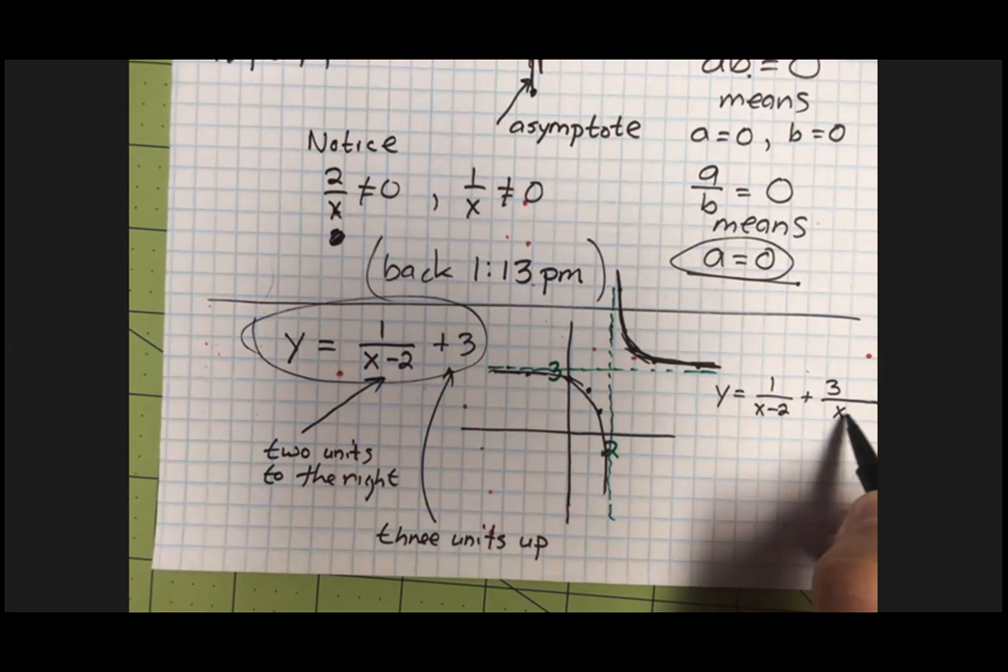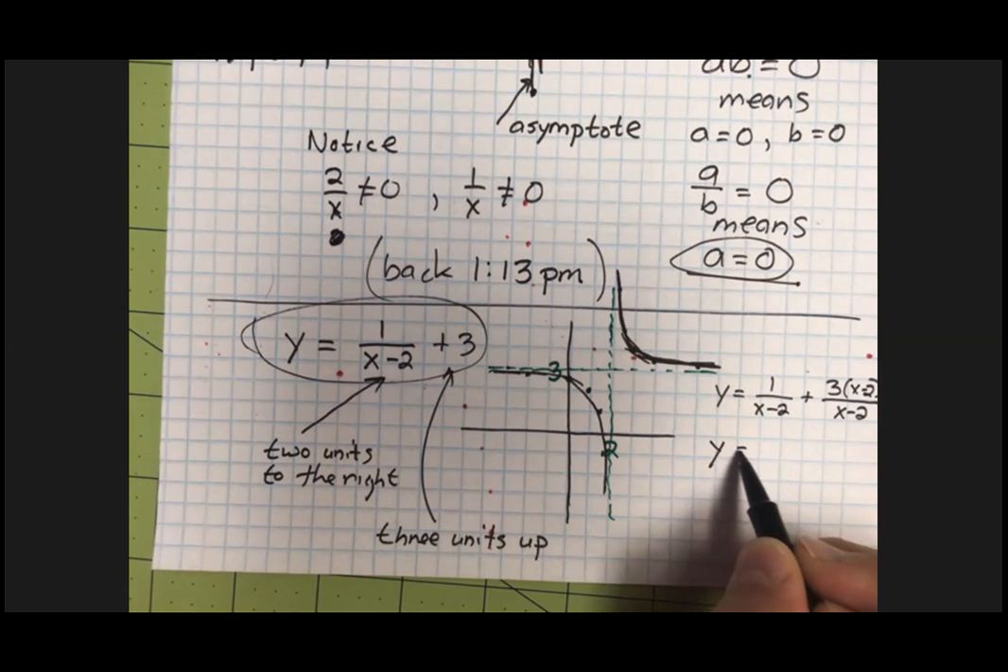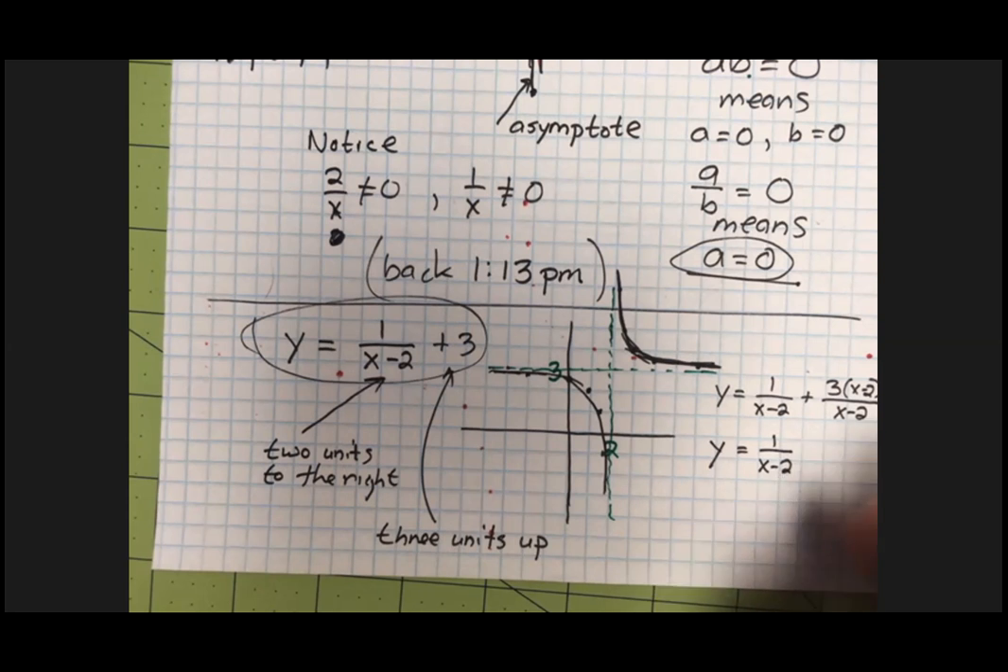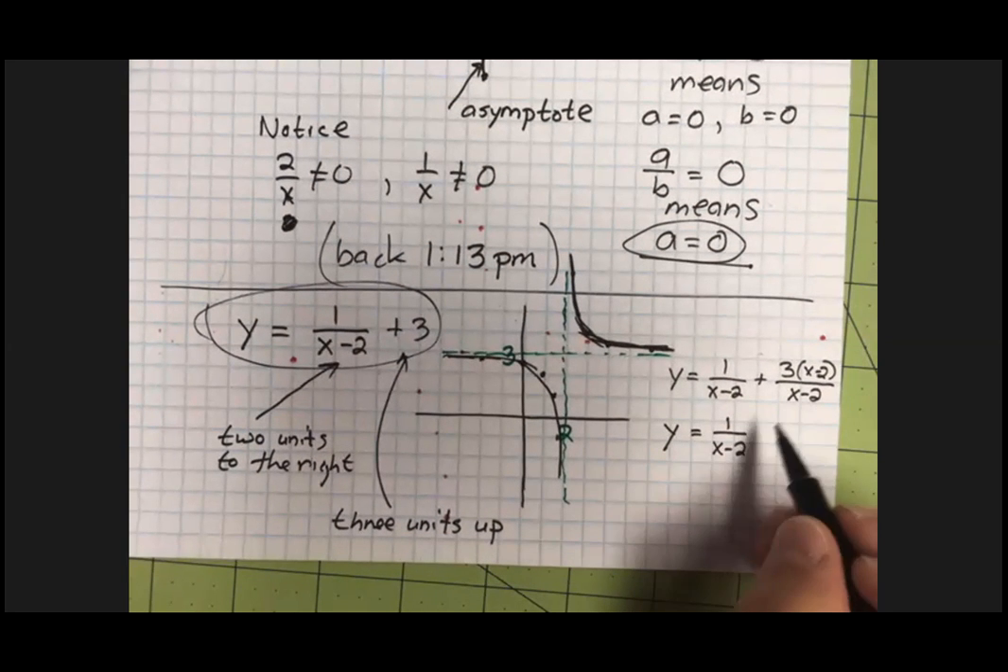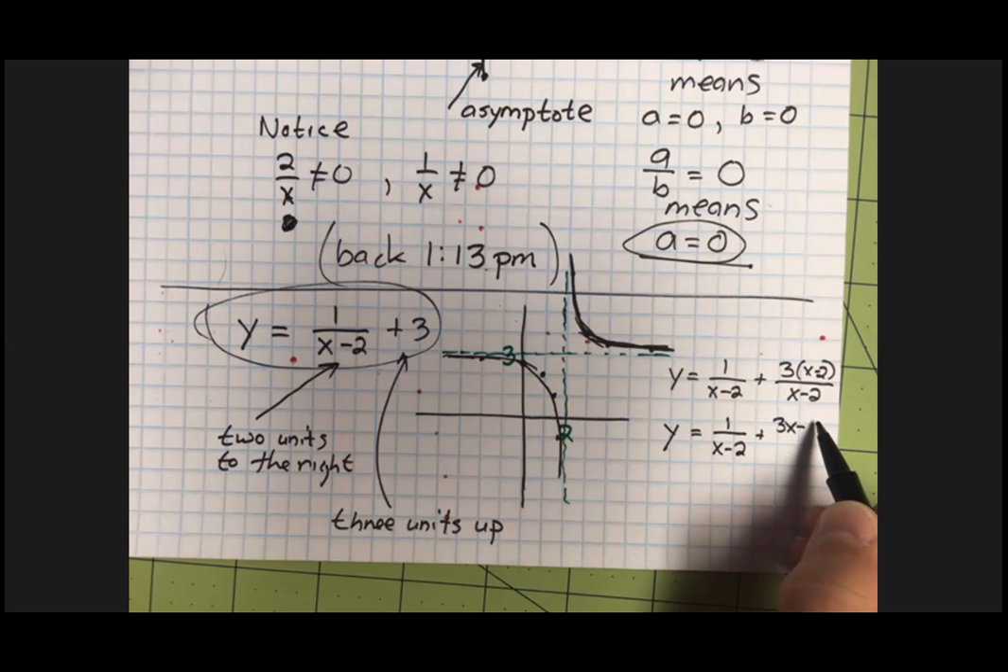Common denominator would be x minus 2. And that's fine, as long as I adjust the numerator also. So I have 1 over x minus 2 plus 3x minus 6. Something kind of smells fishy to me here, but we're just going to have to go with it and see what happens. Over x minus 2.